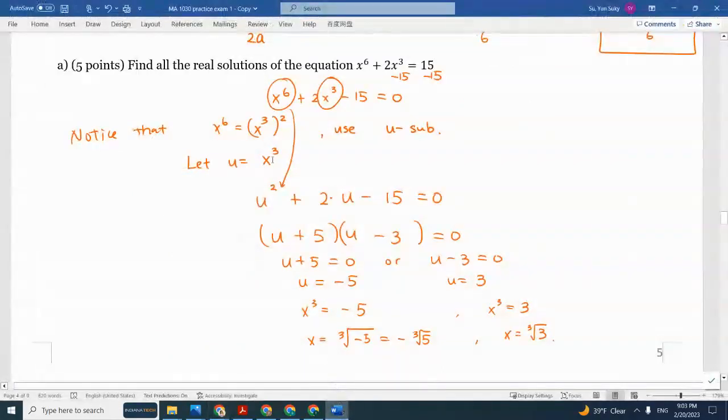Now in our problem, you see x to the 6 is like x cubed squared. Therefore, you let u be the inside, the x cubed. Then the x to the 6 become u squared, because you replace x to the 3rd by u. See, this part, you replace it by u, then you get u squared. Okay, I see, this is a hidden quadratic. Okay, good.